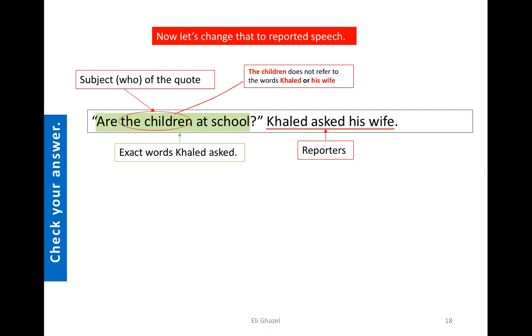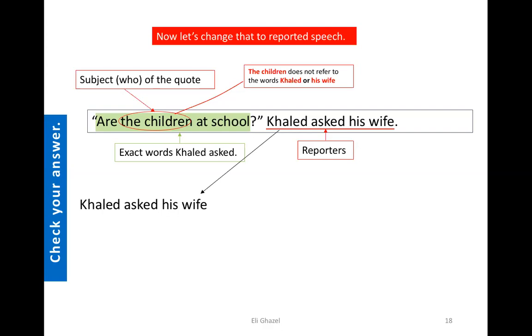Notice we have 3 who's here. We have Khalid, his wife, and the children. So if we ask who, just like that, we can get the children, we can get Khalid, and we can get his wife. But does the word children refer to Khalid and his wife or another party? So we have 3 parties here. Khalid is 1, his wife is 2, the third is the children, who are not involved in the speaking and the listening. Let's change that to reported speech.